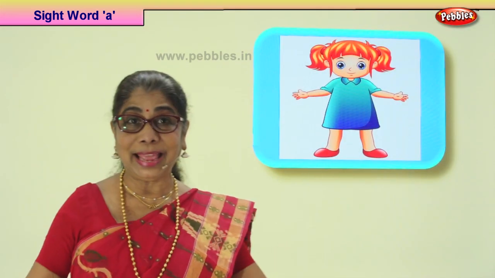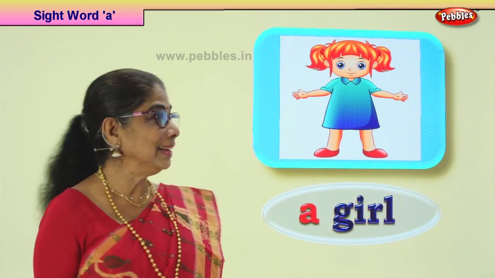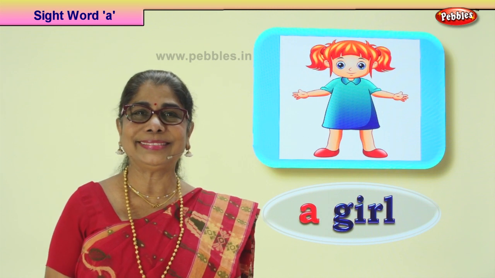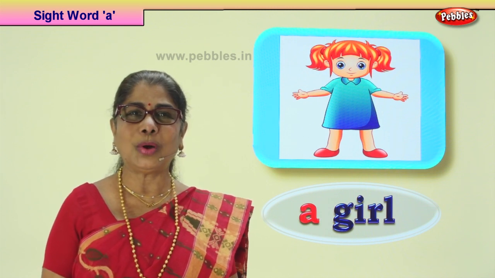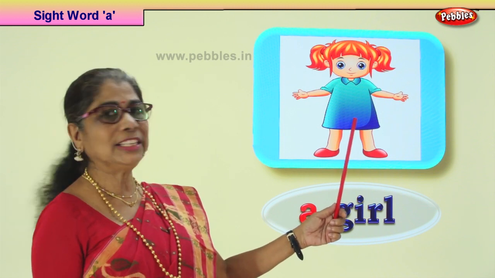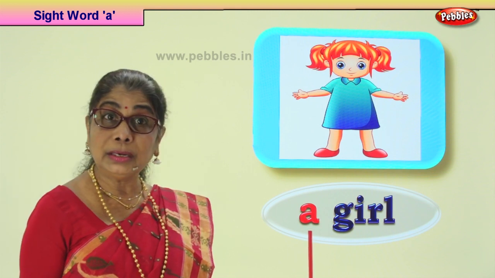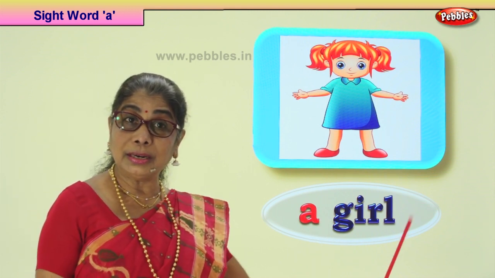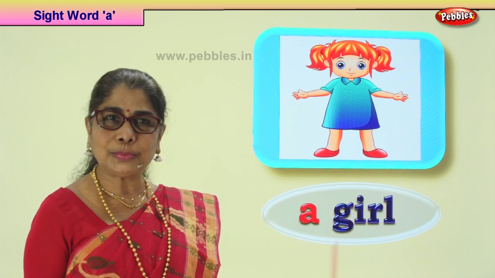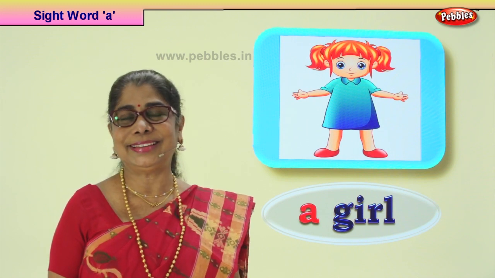Let's go on to our next picture. Look, who is that? A little girl. Yes, a little girl. What is she saying? Come, let's play together. Come and play with me, or come and read with me. So this is a little girl and she wants to learn to read. Look at the sight word, a girl. The little girl wants to do reading. She wants to be smart. A girl. Good. Very good.